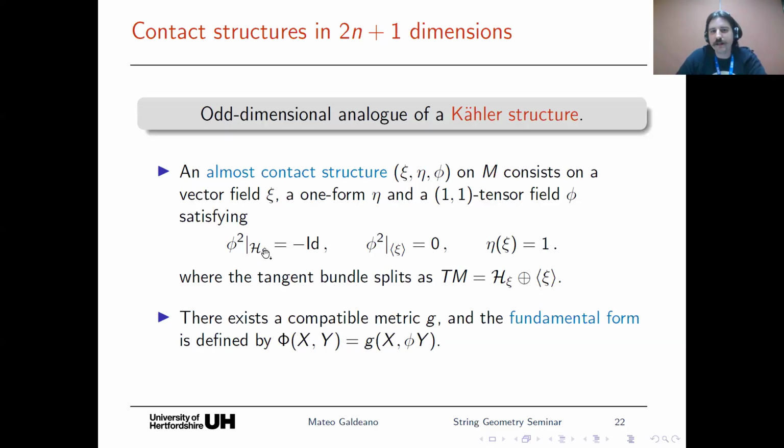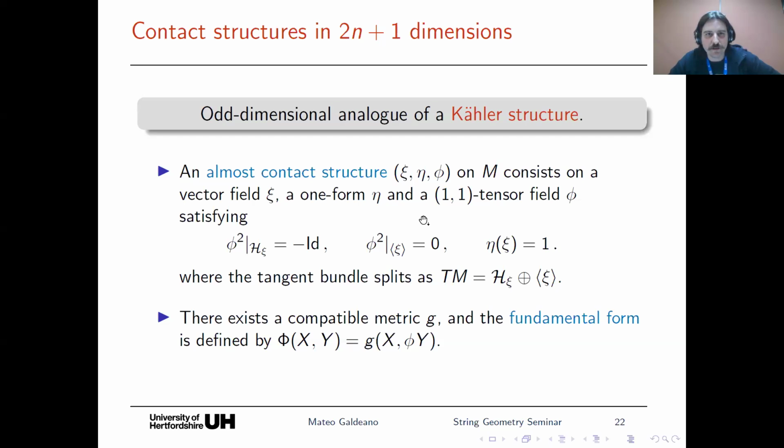And once you have this, it's easy to see that you have some compatible metric g, compatible in the obvious sense of the definition here. And you can define a fundamental form in this way. And this is the analog of the Hermitian form. So you see that it's like an odd-dimensional Hermitian manifold in some sense. Okay, so this is a very natural way of thinking how you go from an odd-dimensional thing to a more familiar even-dimensional structure.